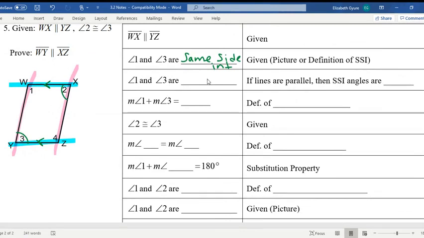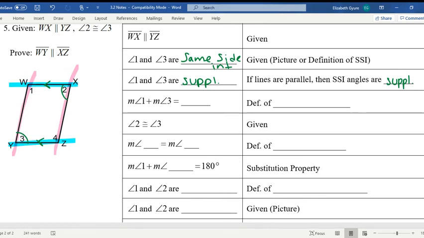Angles 1 and 3 are blank, and I'm giving you the hint. If lines are parallel, then same side interior angles are what? This is the only one that would be, you can look at the front if you're not sure. Supplementary, yeah, that's okay. Angles 1 and 3 are supplementary. So if lines are parallel, then same side interior angles are supplementary. That's technically our same side interior angle theorem. Good. So now keep going with your context clues.